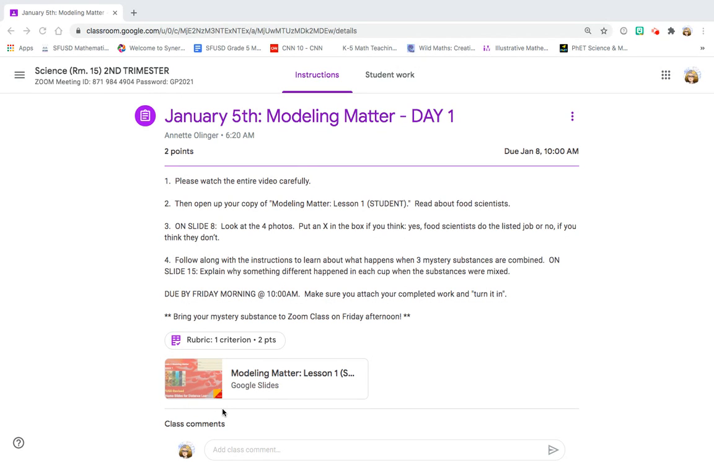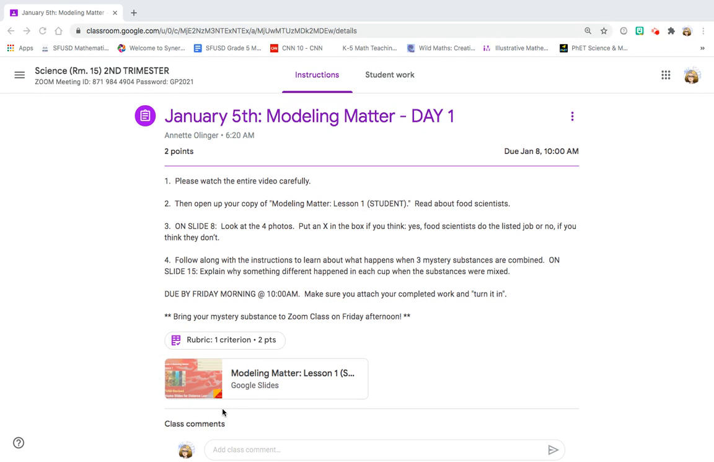Step 3, when you get to slide 8, look at the 4 photos, put an X in the box if you think yes, food scientists do the listed job, or leave it blank if no, you think they don't. Step 4, follow along with the instructions to learn about what happens when 3 mystery substances are combined. Then, on slide 15, explain why something different happened in each cup when the substances were mixed.